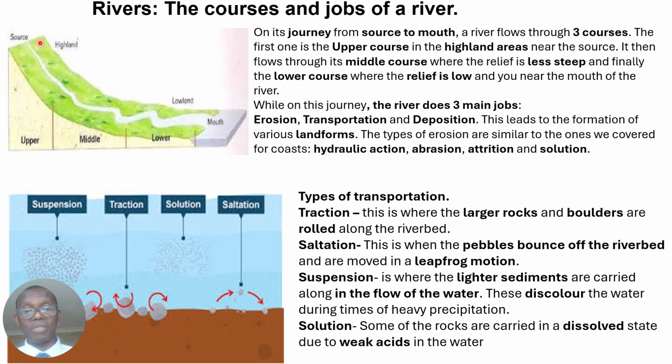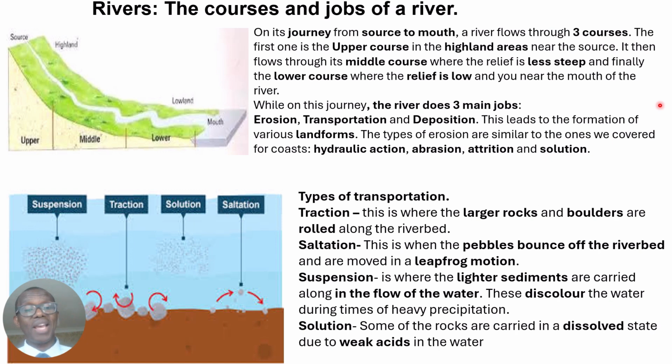this river begins. And then it will flow on to the middle course, which is less steep, and then eventually to the lower course, where the relief is a lot lower and almost flat, really, as you near the mouth of the river. So while this river is moving, it will do three main jobs. It's going to erode material, it's going to transport that material, and then it's also going to deposit that material.